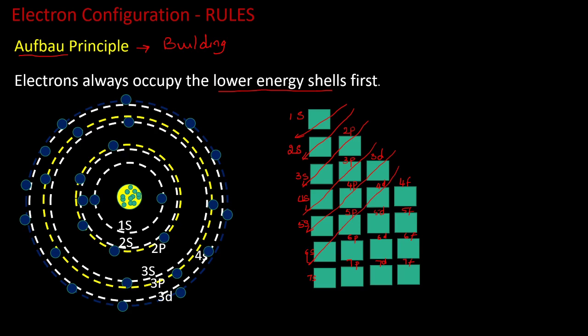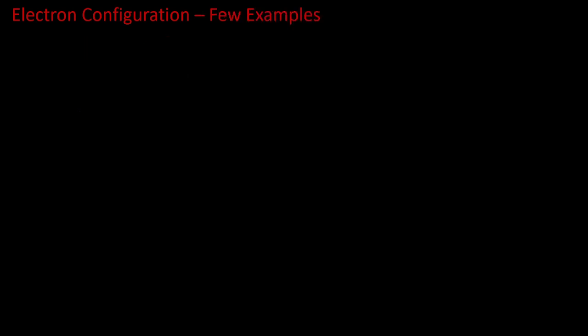So this way, if I just write these blocks, each one representing the subshells of an atom, and I keep drawing these arrows, I get the arrangement of electrons in order, right? This is how the Aufbau principle tells us that the lower energy shells are occupied first. Now let us talk about certain examples using all these principles that we have learned till now.